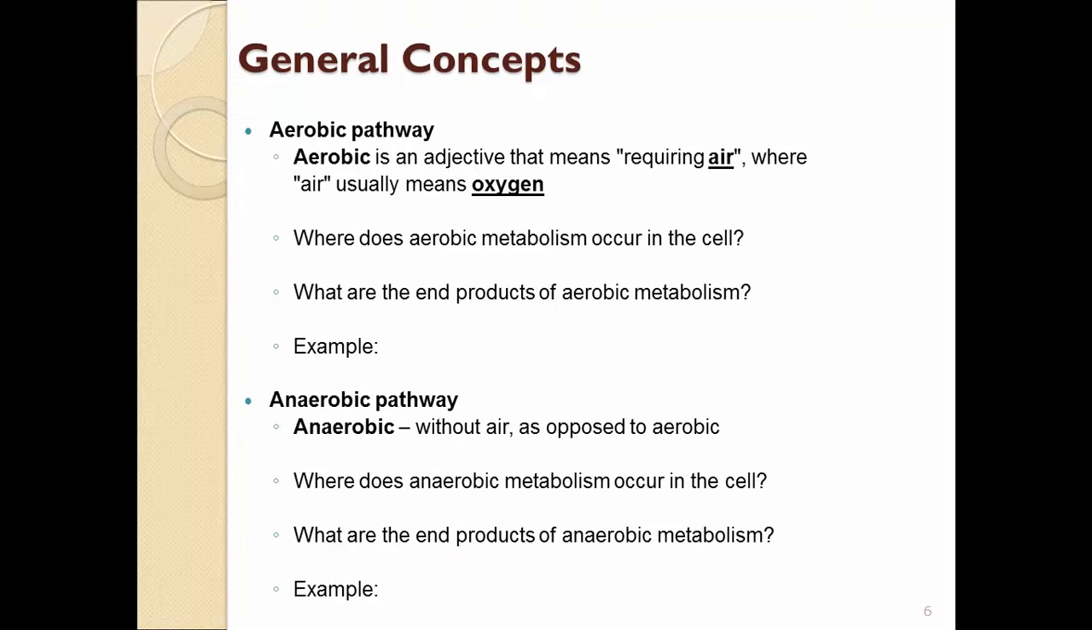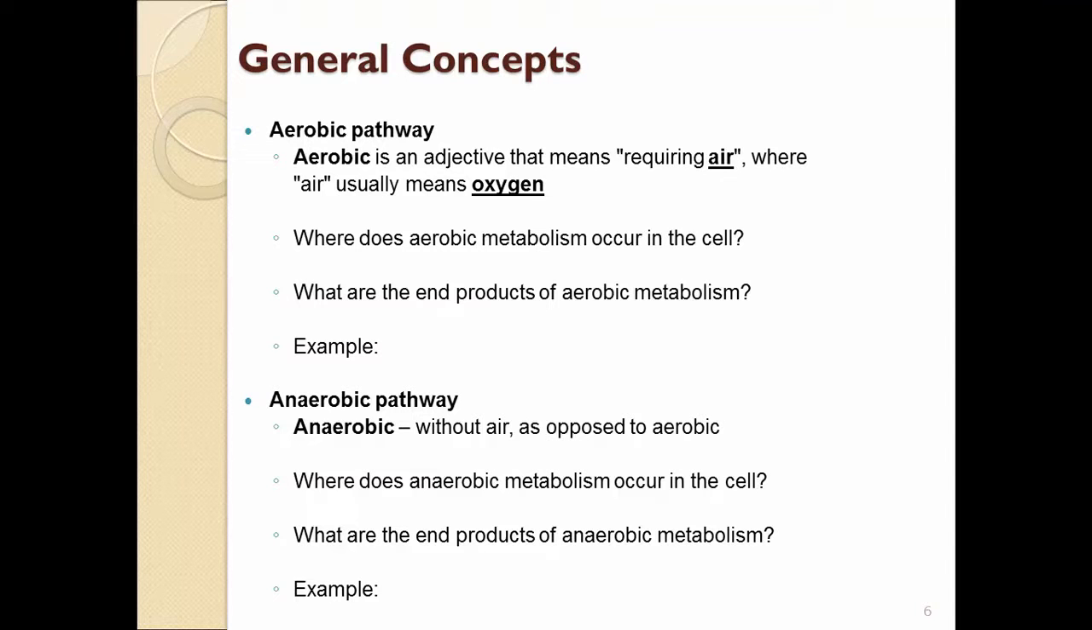And the other concept is the aerobic pathway or anaerobic pathway, or aerobic metabolism or anaerobic metabolism. So aerobic metabolism basically means that this pathway requires oxygen to oxidize the nutrients. So where do you think the aerobic metabolism occurs in the cells?